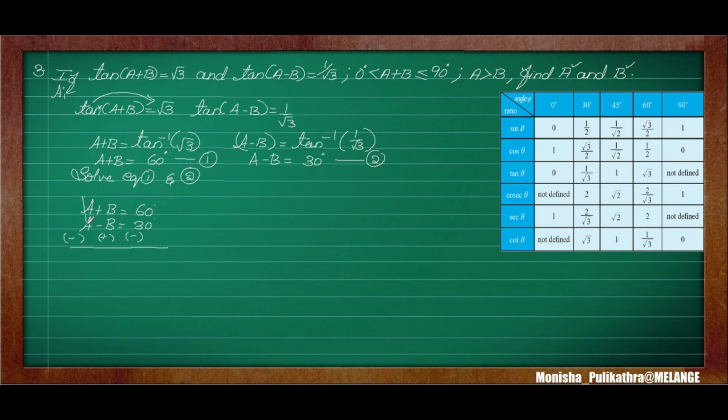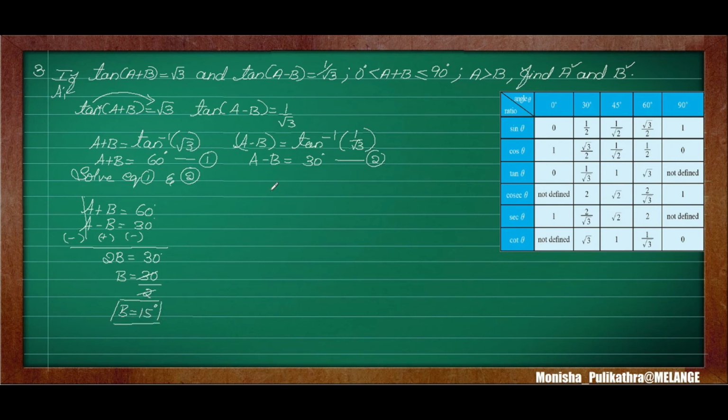Here plus a and minus a cancel. Here plus and plus, like signs, means we need to add. So b plus b is 2b. Here plus and minus is minus, so 60 minus 30 is 30. So 2b is equal to 30, so b is 30 divided by 2, which is 15. B is equal to 15 degree.